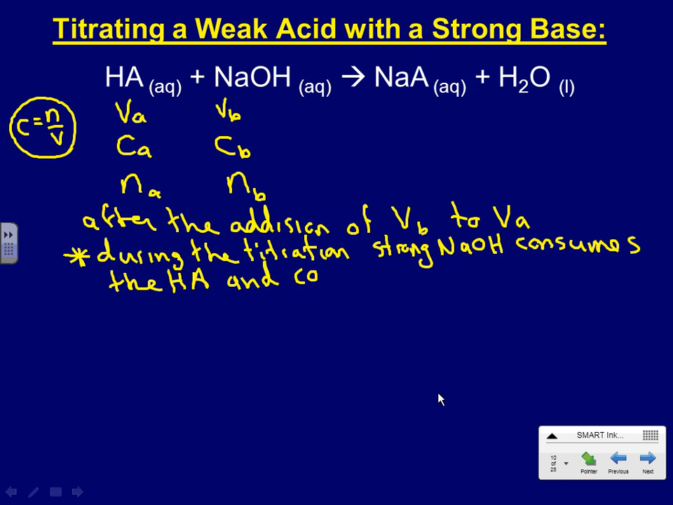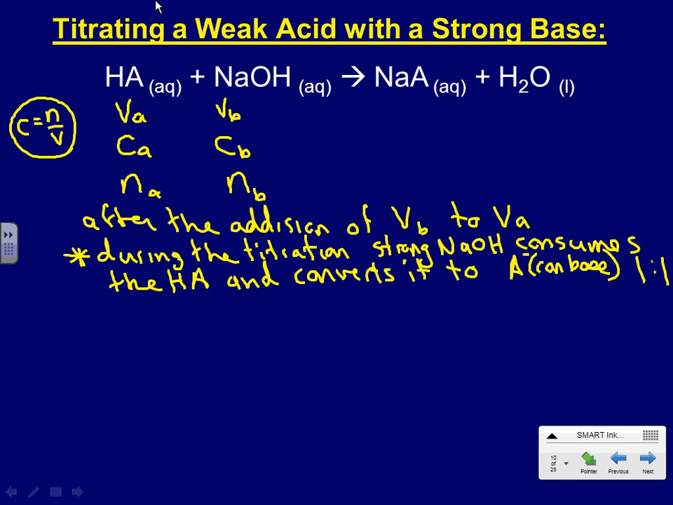and converts it to A minus, the conjugate base. This is the conjugate base. And it does so at a 1-to-1 ratio. All right? So what that means is, for every mole of base that is added, the number of moles of HA declines and decreases until the equivalence point where they've both been consumed and canceled out.